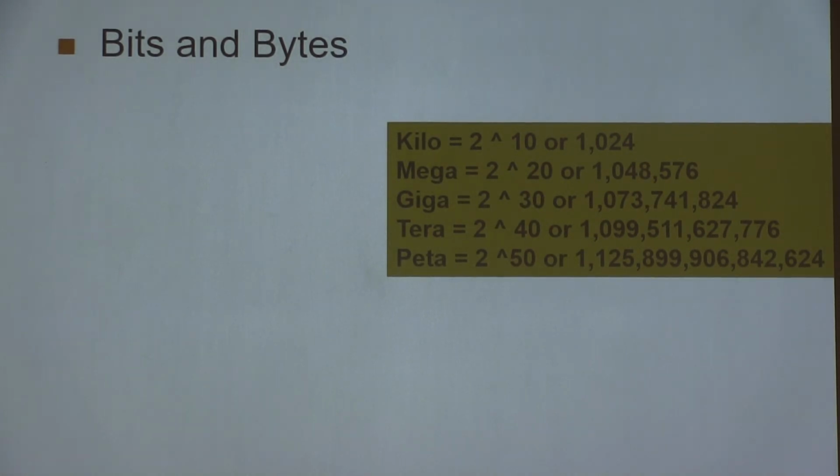Then we talk about how much information you're storing, right? Now, a kilobyte is 2 to the 10th power, and it's 1,024 bytes, all right? A megabyte, now we're starting to talk about numbers that people talk about, is 2 to the 20th, and that's 1,048,000 and change bytes. A gigabyte's 2 to the 30th, a terabyte's 2 to the 40th, and a petabyte is 2 to the 50th, all right?